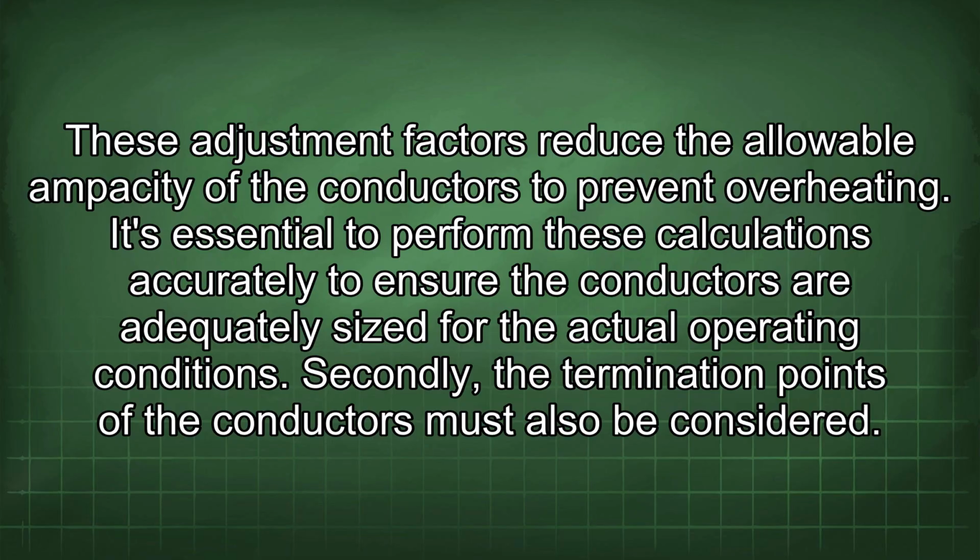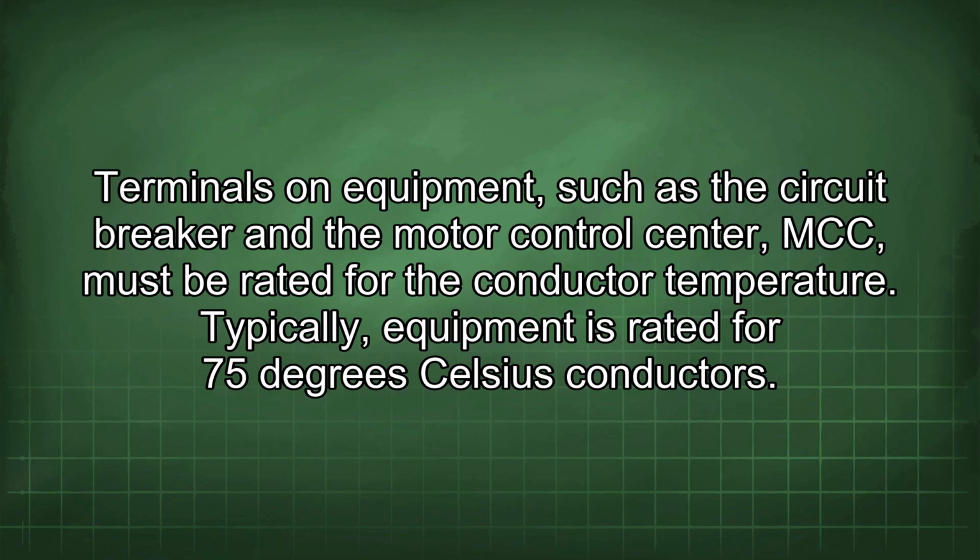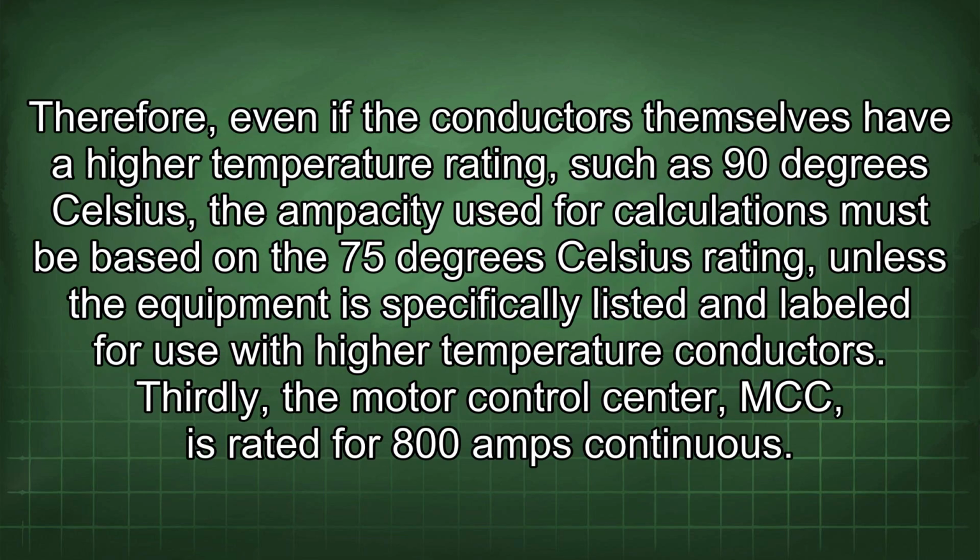Secondly, the termination points of the conductors must also be considered. Terminals on equipment, such as the circuit breaker and the motor control center (MCC), must be rated for the conductor temperature. Typically, equipment is rated for 75 degrees Celsius conductors. Therefore, even if the conductors themselves have a higher temperature rating, such as 90 degrees Celsius, the ampacity used for calculations must be based on the 75 degrees Celsius rating, unless the equipment is specifically listed and labeled for use with high temperature conductors. Thirdly, the motor control center (MCC) is rated for 800 amps continuous.